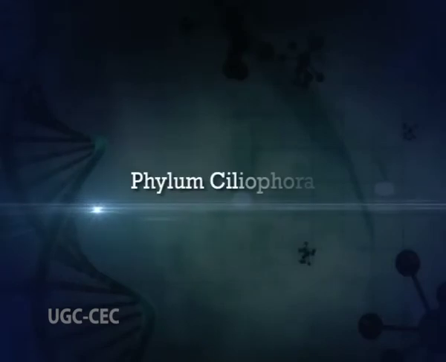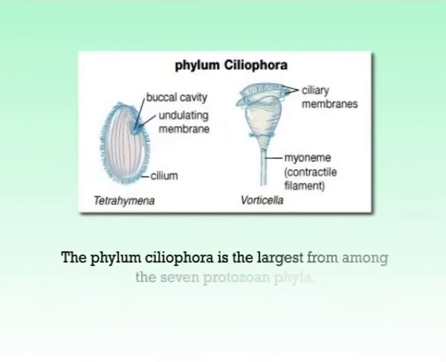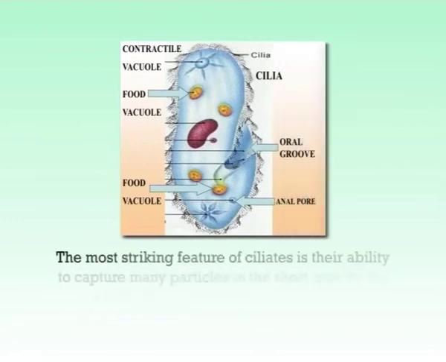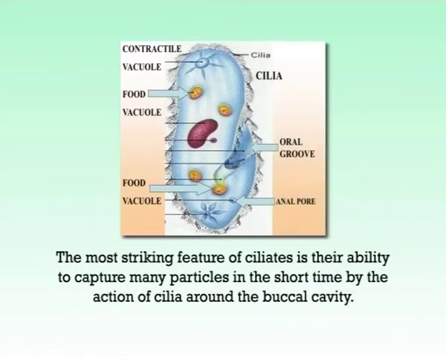Now we'll see the Phylum Ciliophora. The Phylum Ciliophora is the largest among the 7 protozoan phyla. These are unicellular heterotrophic protists and use cilia as one of the locomotory organelles. The most striking feature of the ciliates is their ability to capture many particles in a very short time by the action of cilia around the buccal cavity.